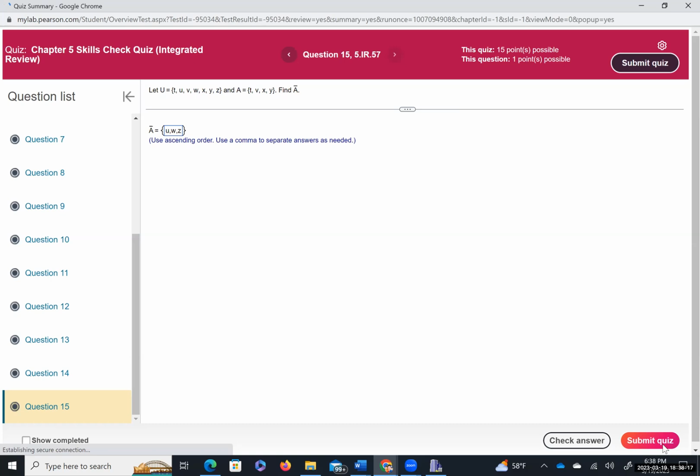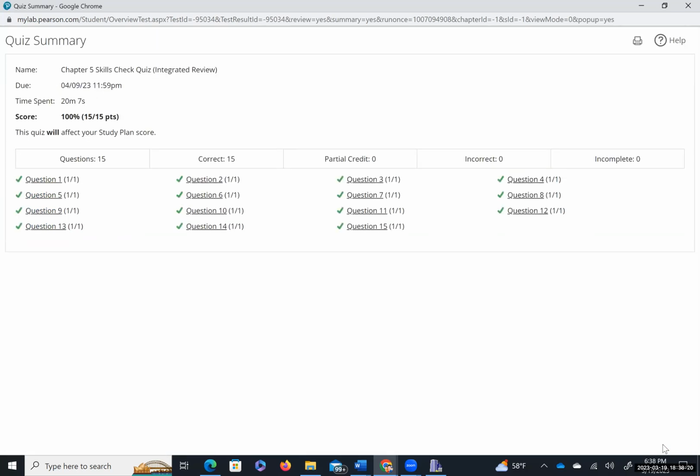Okay, so we have finished the chapter 5 skill check quiz. Hopefully you have some idea how to do the homework skill check quiz, and this is all the algebra talking about sets and operations in fractions. So it helps you to handle some material in the main course.